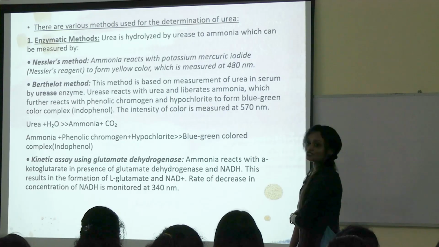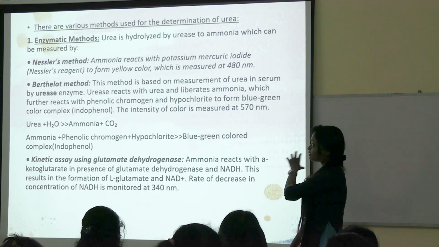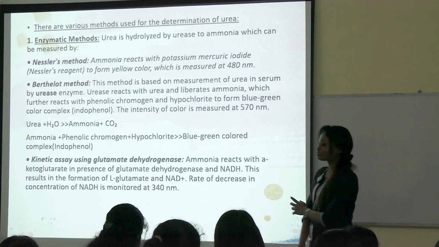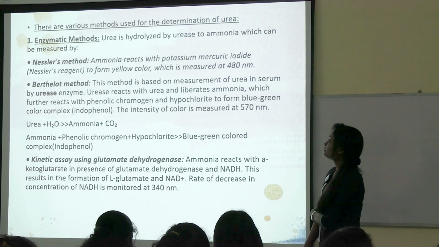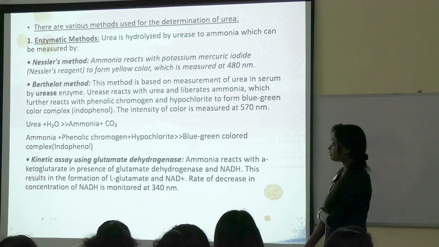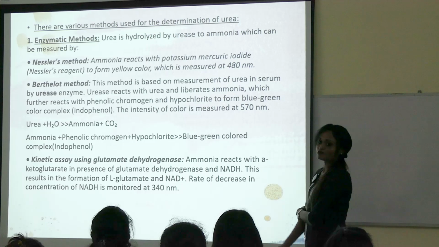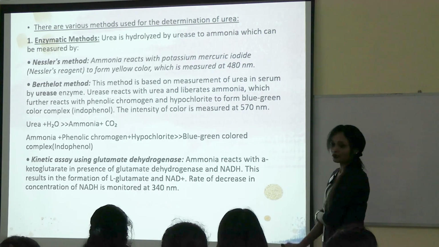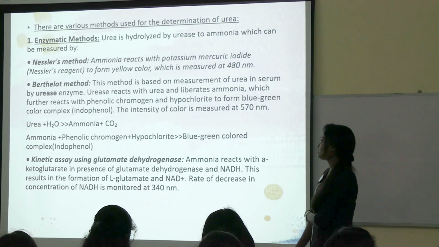So these are the various methods used for the determination of urea. No need to write in details. There are three methods. First one is enzymatic methods, and under enzymatic methods are Nessler's method, Berthelot method, and the kinetic assay using glutamate dehydrogenase. What we are performing is Berthelot method. So write this point only. The Berthelot method you can write in details. The rest too, just write the name.